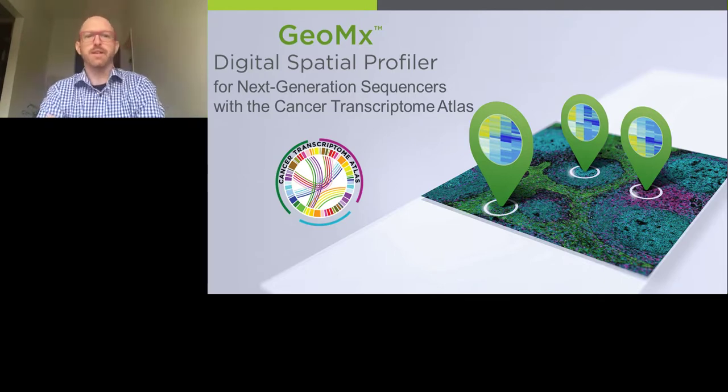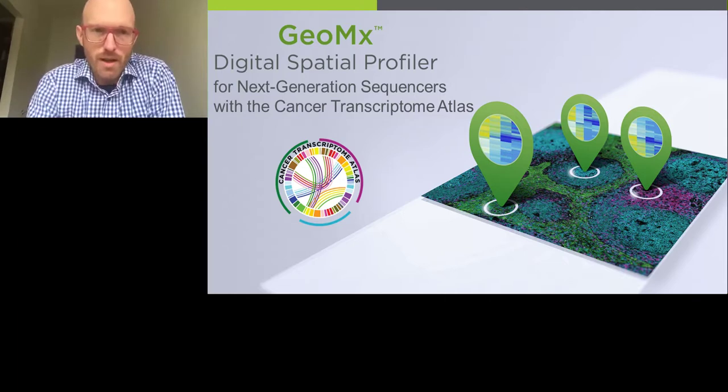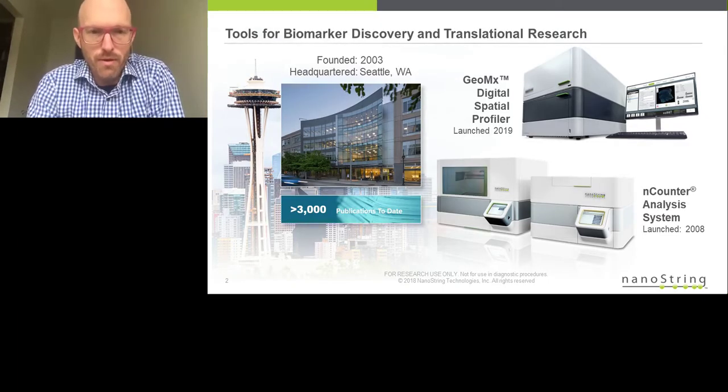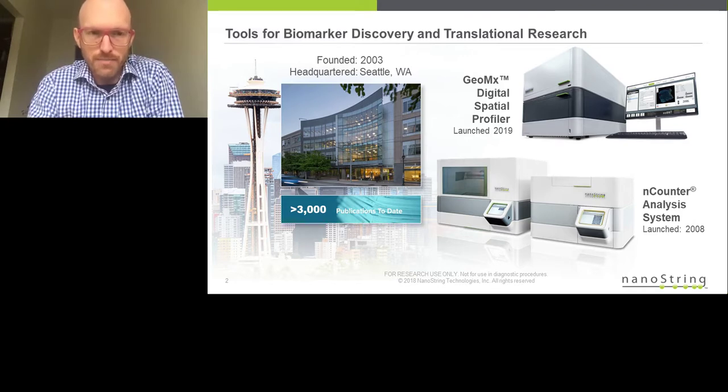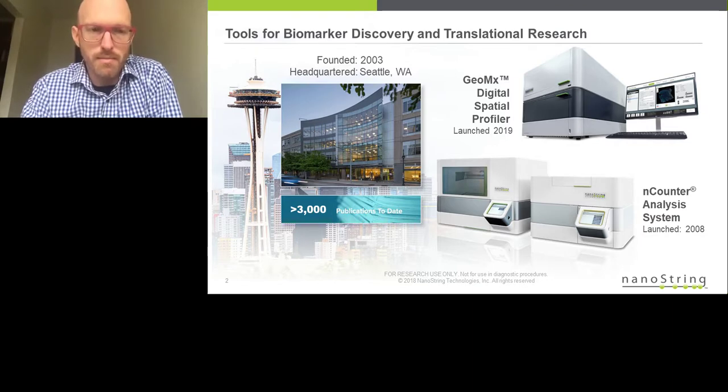So this is a great technology from NanoString, of course. As a company, we've been around for quite some time, and many people know us for our gene expression platform, the Encounter Analysis System. But in 2019, we actually launched a new system called the DSP, Digital Spatial Profiler, that does something really unique and delivers great spatial information along with both protein and gene expression information. So, that's really what I'm going to focus on today.